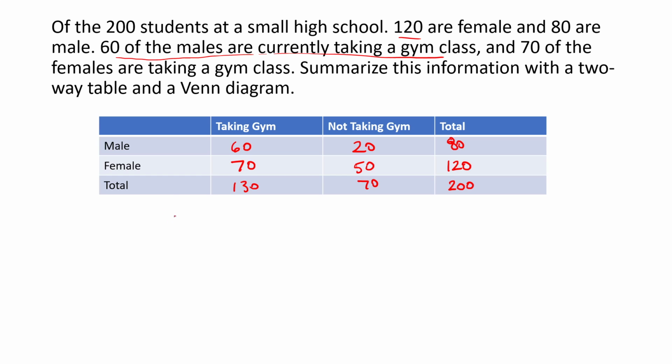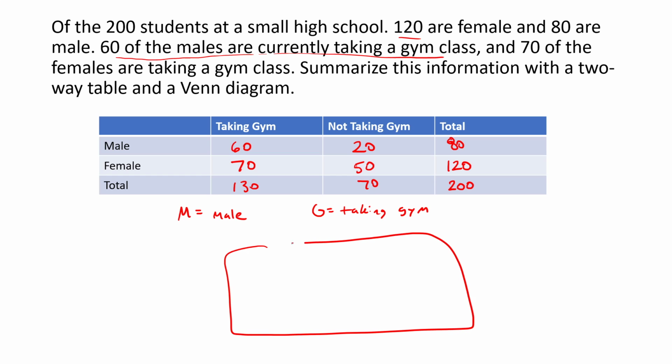Now, to do that, we need to define two events. If we're just asking you to make a table, you could define whatever events you want, but on the next slide, I'm going to use M is male, so let's just go with that, and G is taking gym. Okay, so you would build your rectangle. And remember, every single person needs to fit somewhere in this picture. So I'm going to call the first circle M and the second circle G. And so in here would be all the people that satisfy both events. Male and taking gym would be in the overlap. Well, so that's these 60 people.